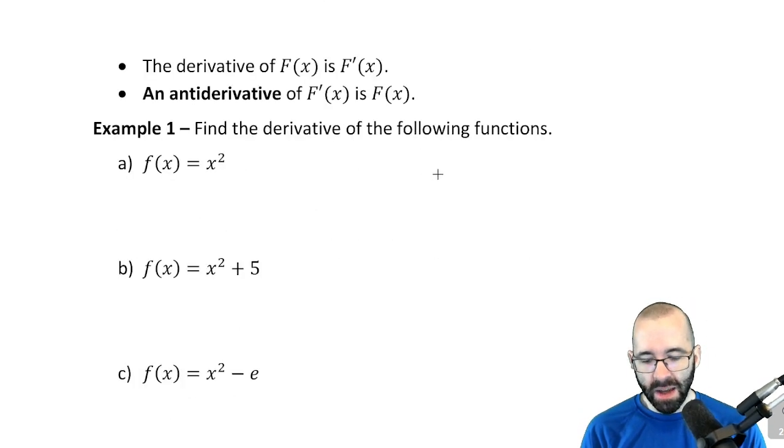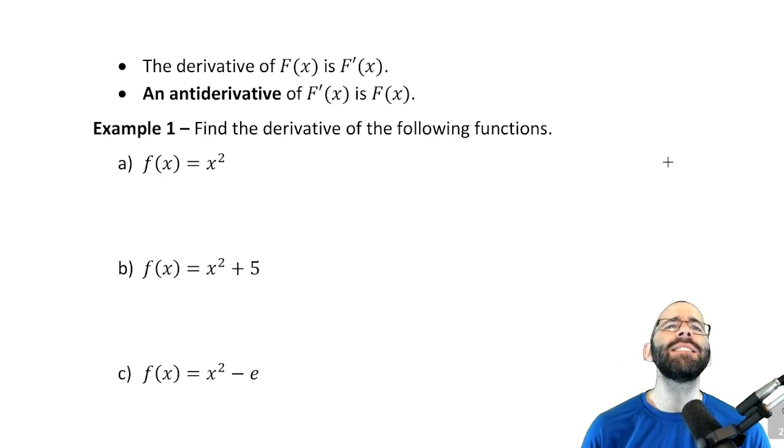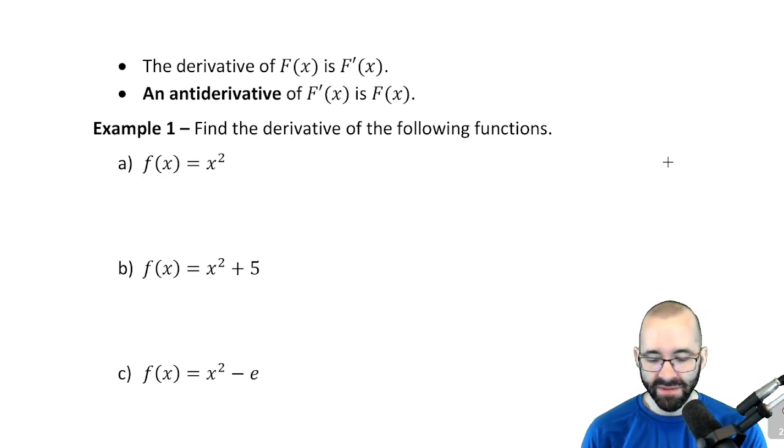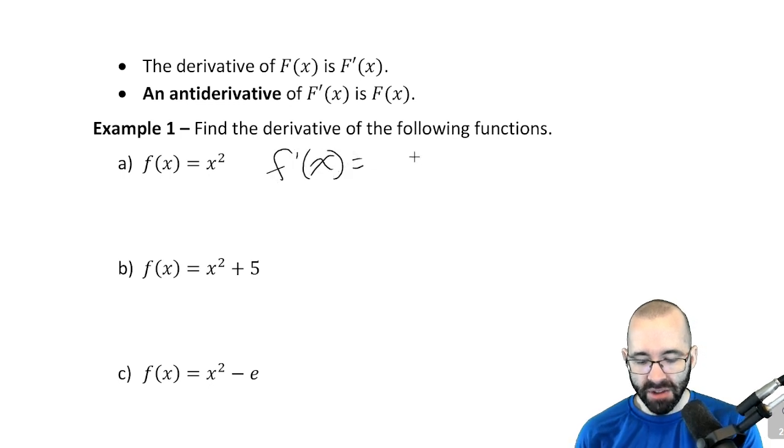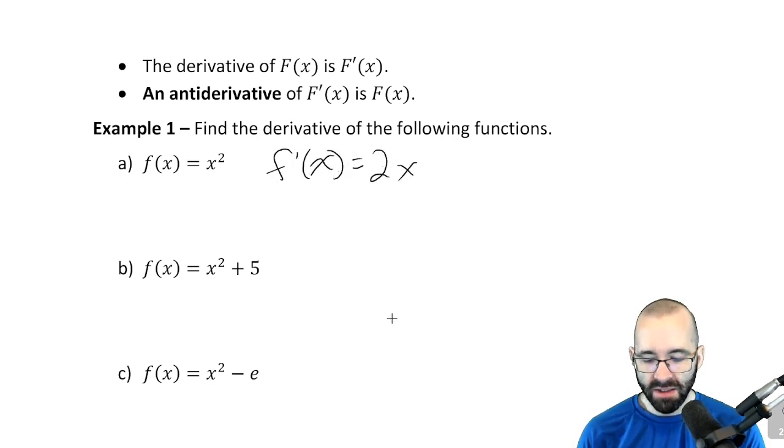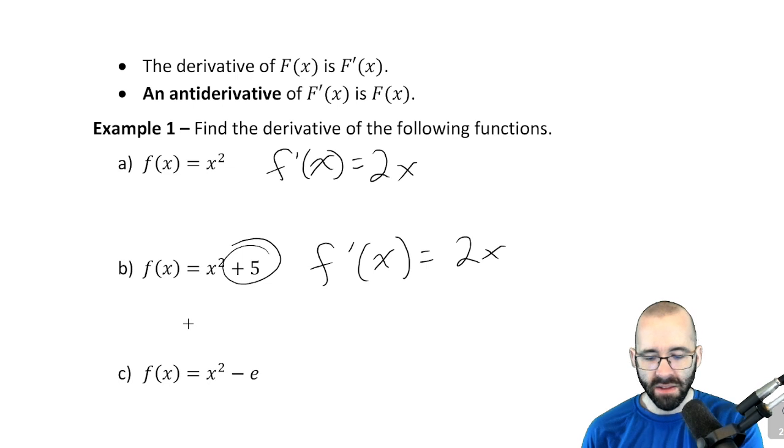So let's do an example. Find the derivative of the following functions. This is easy. Okay, take a moment. Write down what the derivatives of these functions are. Be careful for letter C. All right, hopefully you got that f prime of x for this first one was just 2x. The second one, f prime, yeah, it's still 2x because this is just a constant. And this last one, be a little careful.